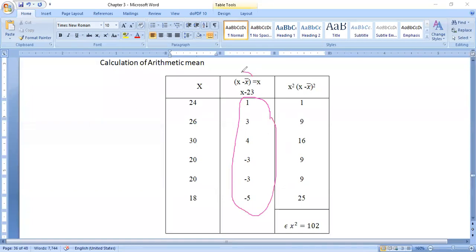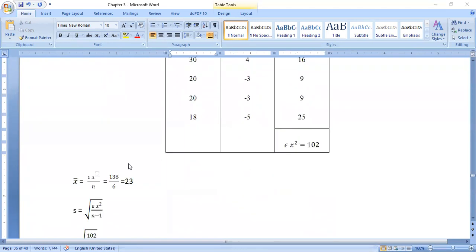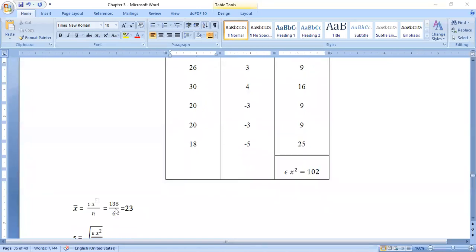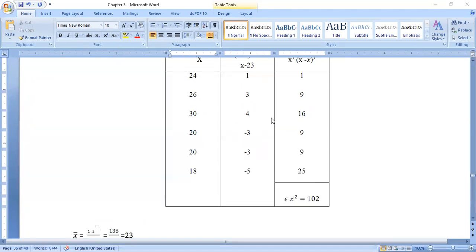Okay, we need to find the x bar value. X minus x bar is equal to x values. So to get these, sigma x bar is equal to sigma x by n. Here how many values are there? 24, 26, 30, 20, 20, 18. These are 6 values. The total of these values is 138. 138 divided by 6 is the x bar value. X bar is equal to 23.